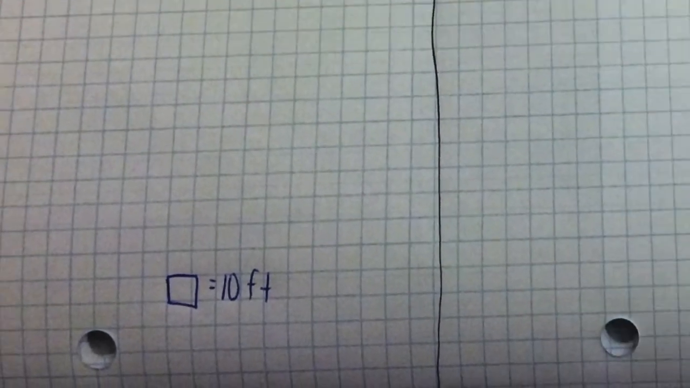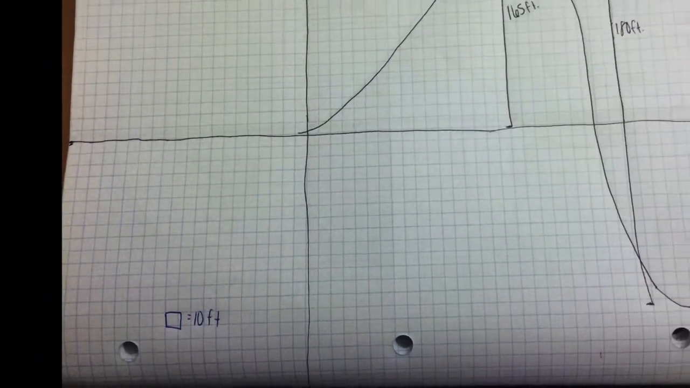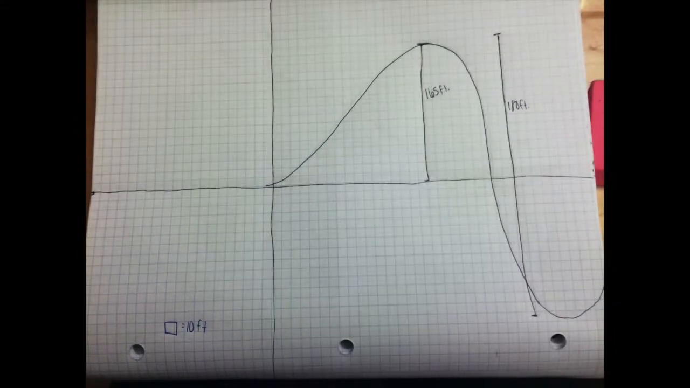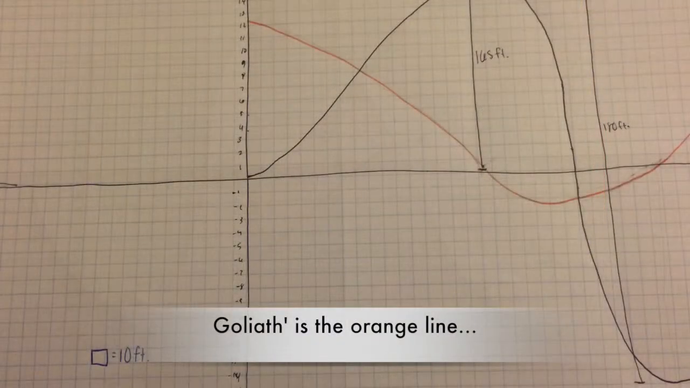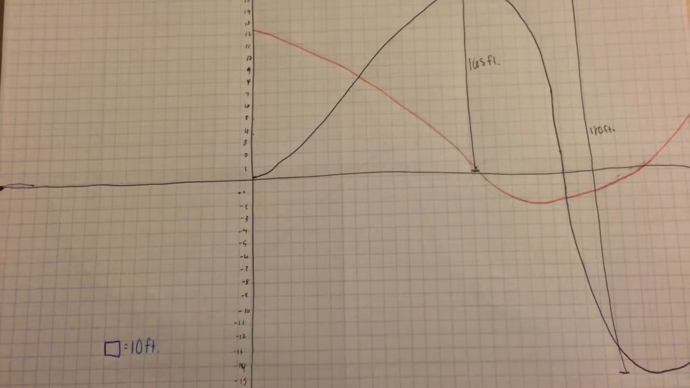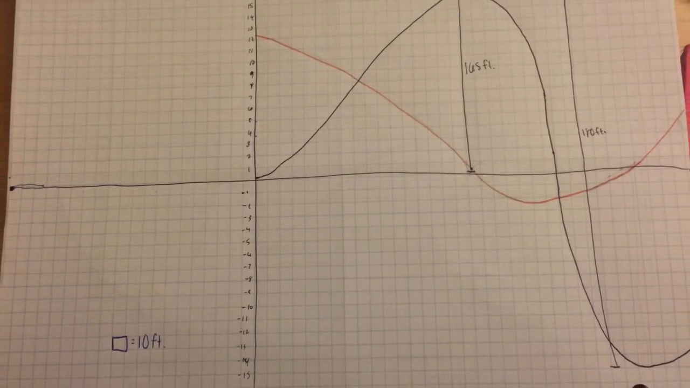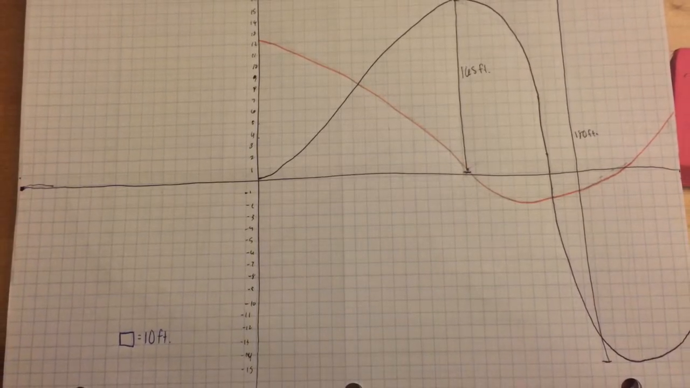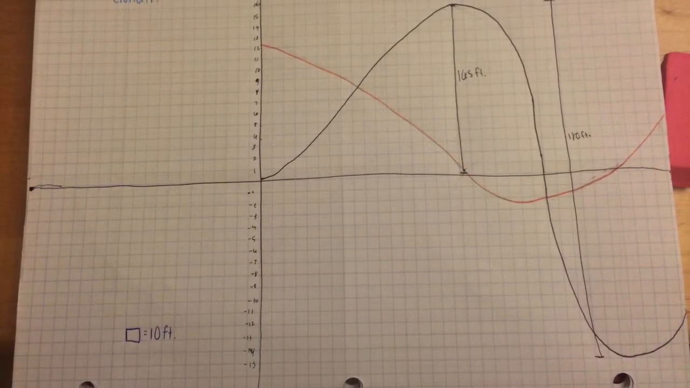In the bottom corner, I state that each box equals 10 feet. If you look at my graph, this is the exact replica of the Goliath ride. In the first segment of this graph, the line is increasing to its peak at 165 feet. This means that if there was a Goliath prime, then the line would be above the x-axis. This is because when a graph is increasing, the prime of that graph is in fact above the x-axis, meaning it is positive.